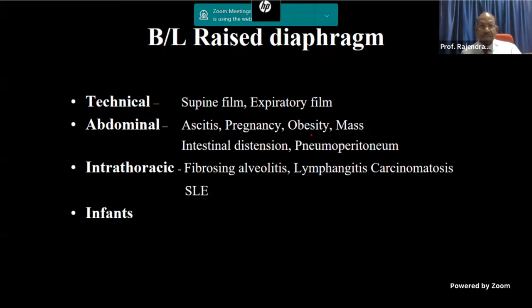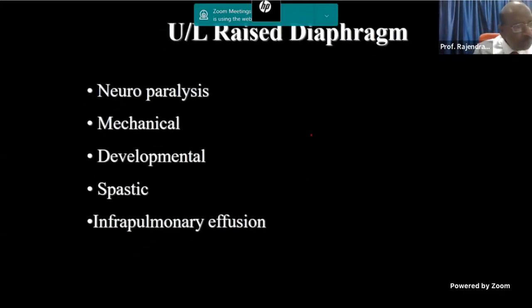If it is intrathoracic, there must be some fibrotic lesion on both sides that may cause it. And unilateral raised diaphragm is usually seen in chest lesions. For unilateral raised diaphragm, I always say that there are five causes: neuroparalysis, mechanical causes, developmental causes, spastic causes, and infrapulmonary.